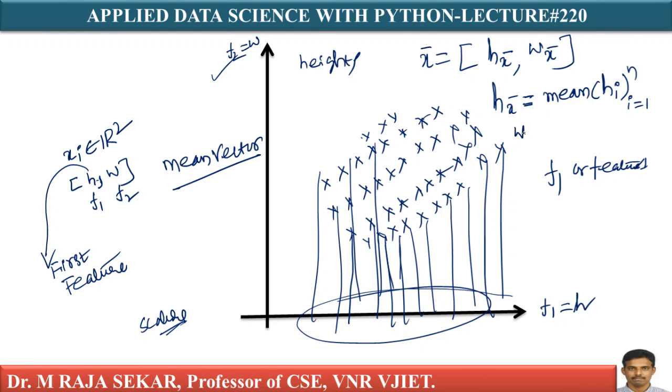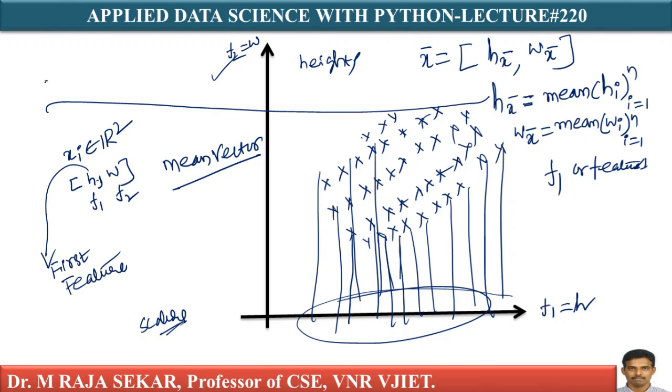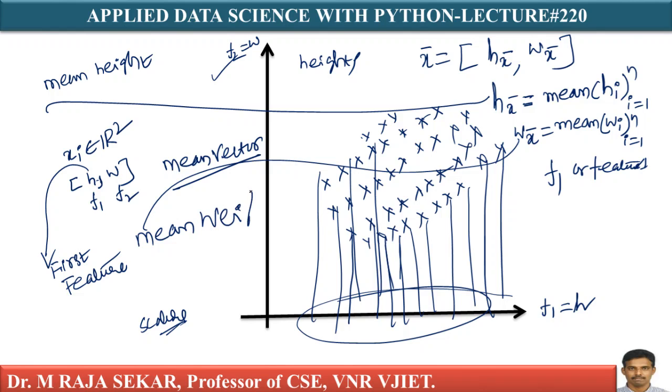In similar manner, what is my wx bar? I must calculate the mean of wi, i equal to 1 to n. What does it mean? Hx bar is the mean height. In similar manner, I can find the mean weight. This is the mean weight, isn't it?